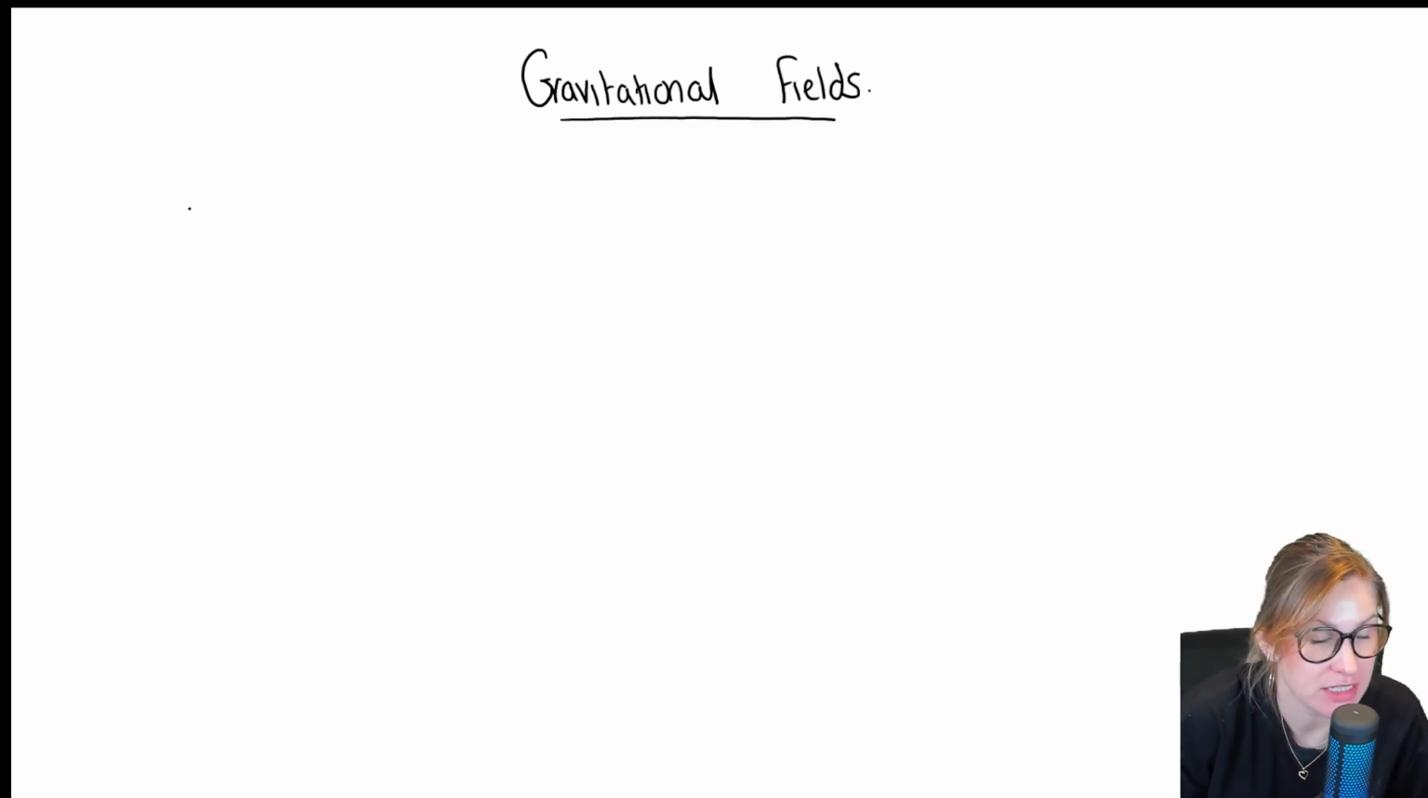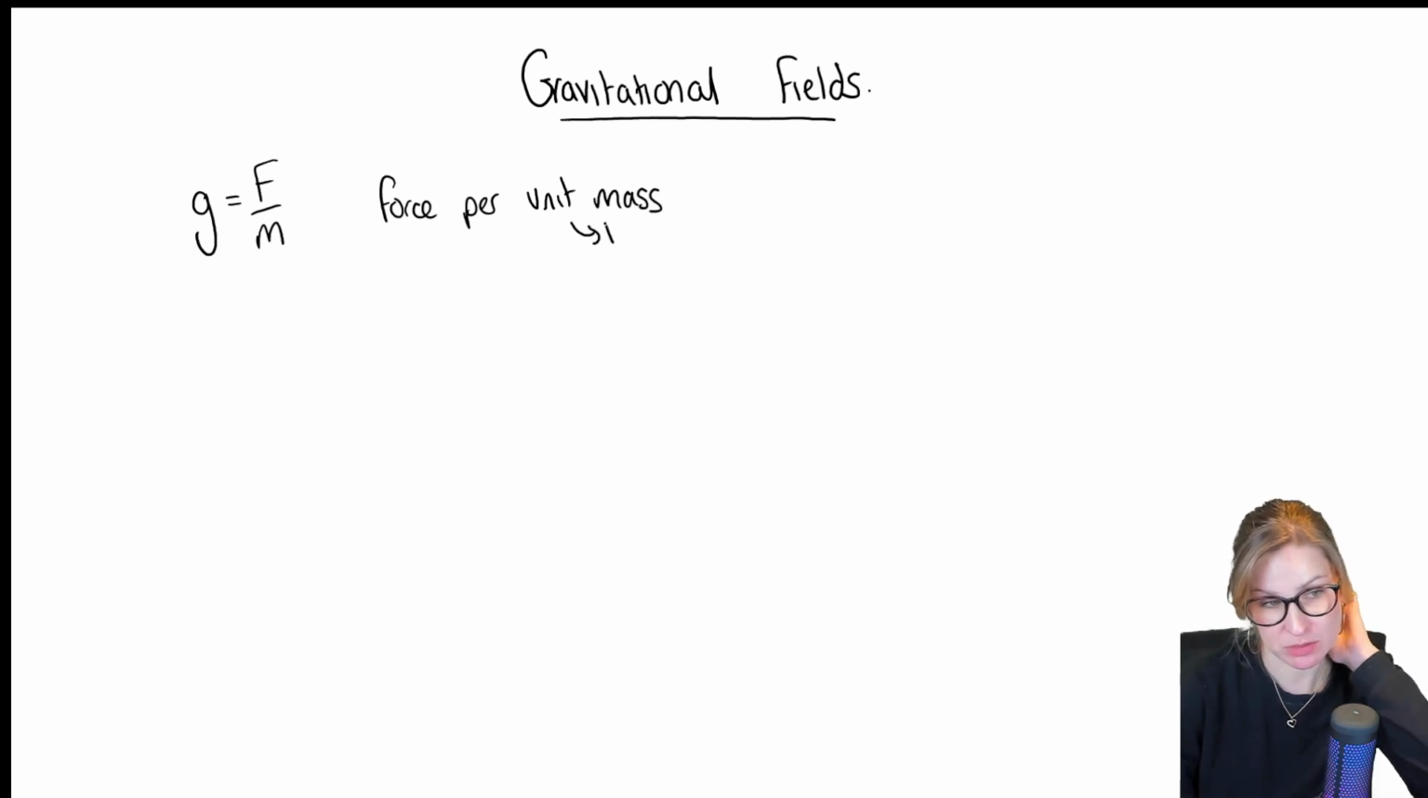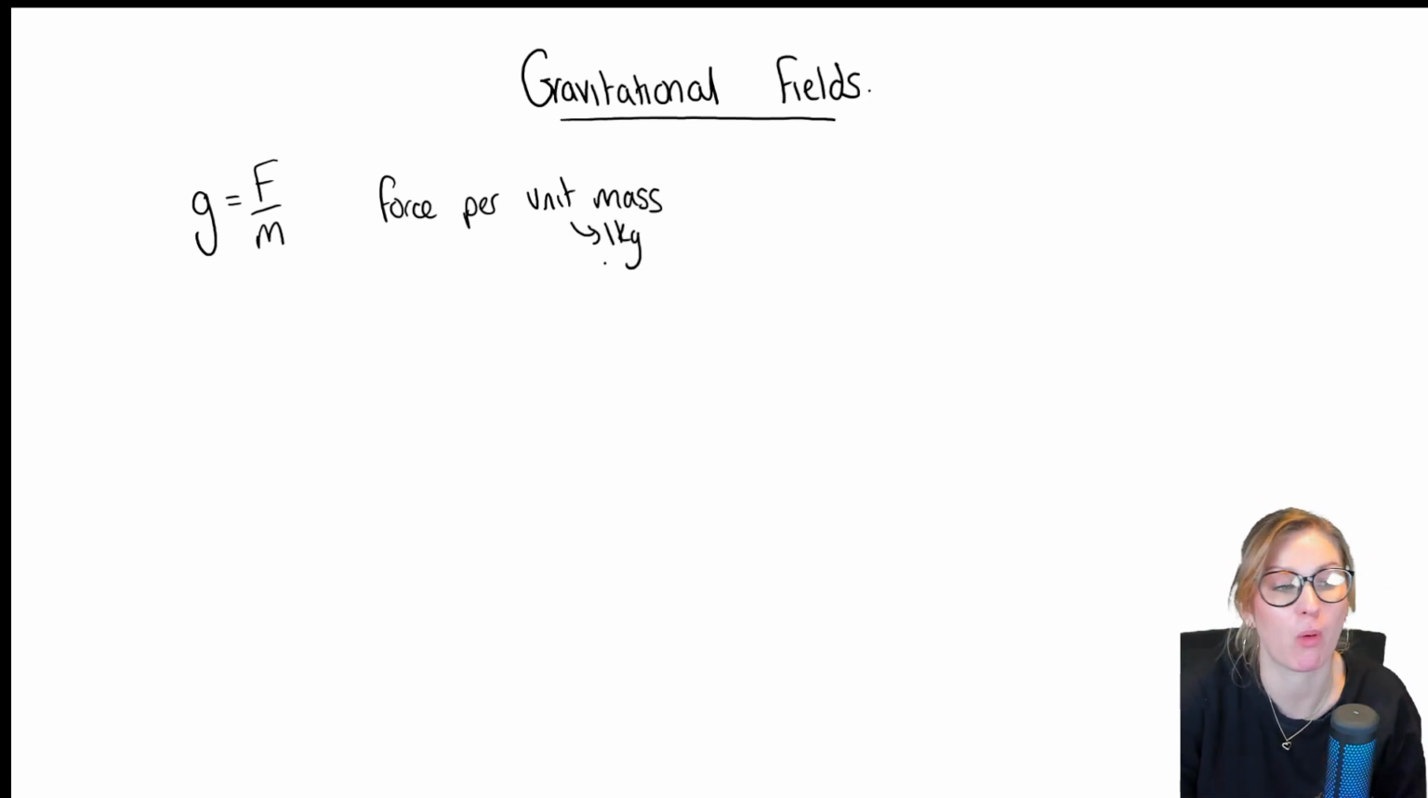If you look at your data sheet, you can see that g, which stands for our gravitational field strength, is equal to the force per unit mass. So again, gravitational field strength is the force per unit mass. That's our definition. A unit mass just means a 1 kilogram mass, basically, or a point mass.